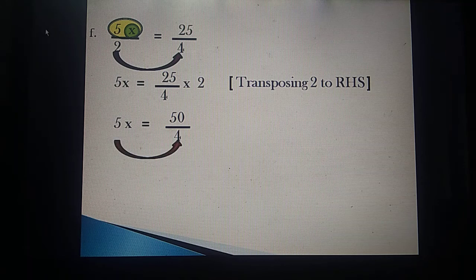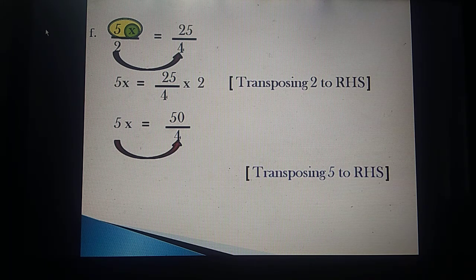So we will transpose 5 now. Right now you are multiplying 5. After transposing, you will divide it by 5. As you can see, here the 4 is already there in the denominator. So when you will shift 5, where will the 5 move? 5 will also go to the denominator because we are supposed to divide it.